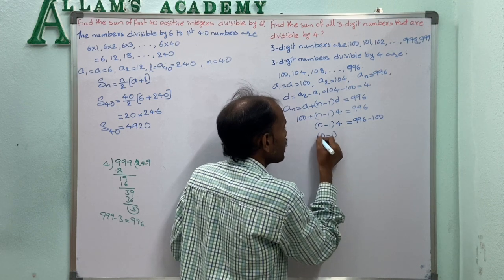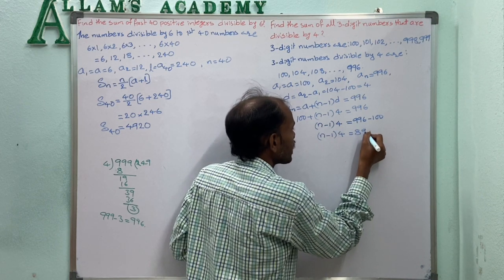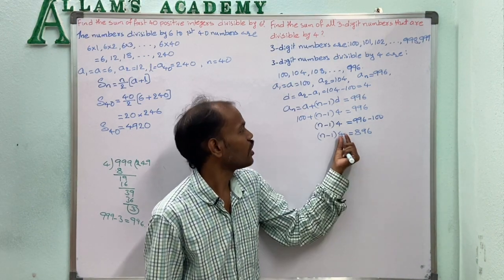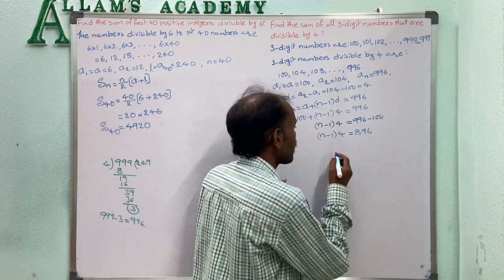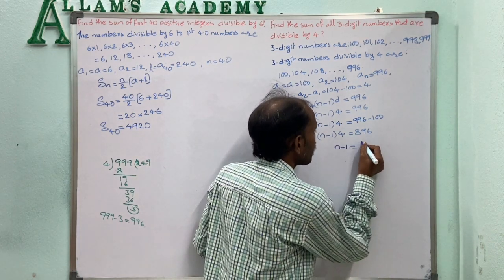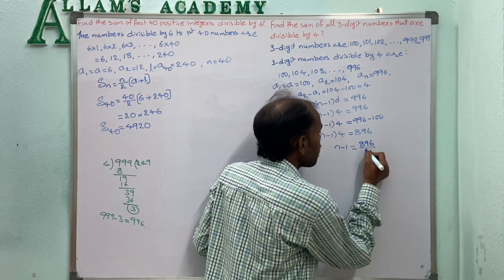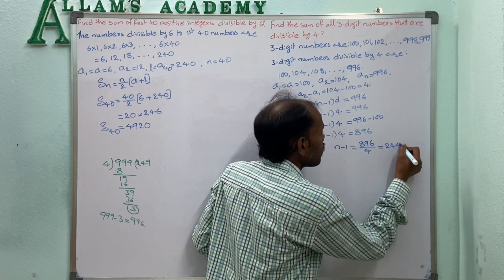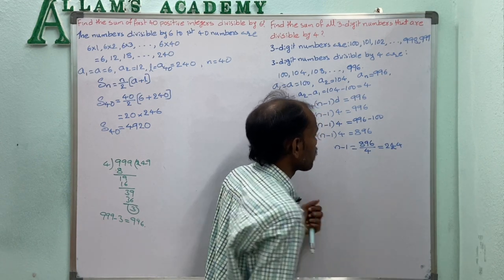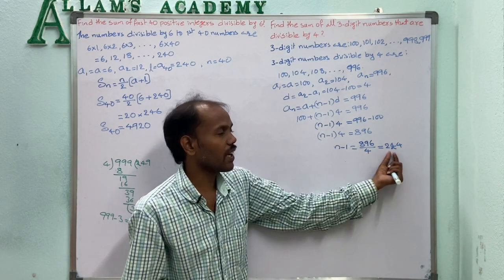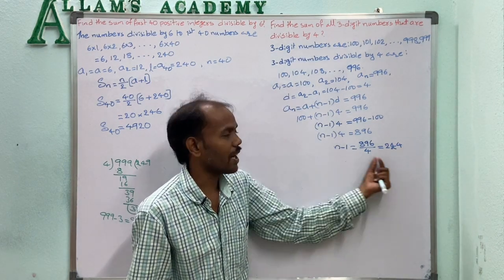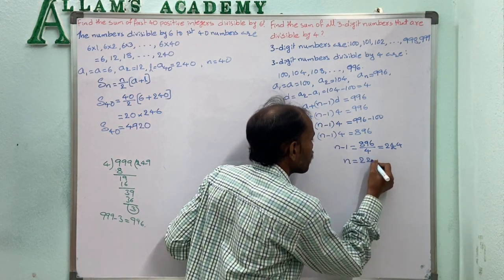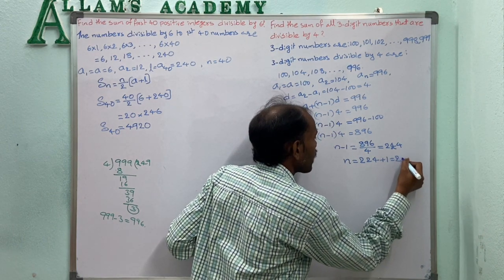996 minus 100 is equal to 896. So (n minus 1) into 4 is equal to 896. Now this multiplication 4 transfers to that side, that is division. So n minus 1 is equal to 896 by 4, that is equal to 224. Now this minus 1 transfers to that side, that is plus 1. So n equal to 224 plus 1, that equals 225.